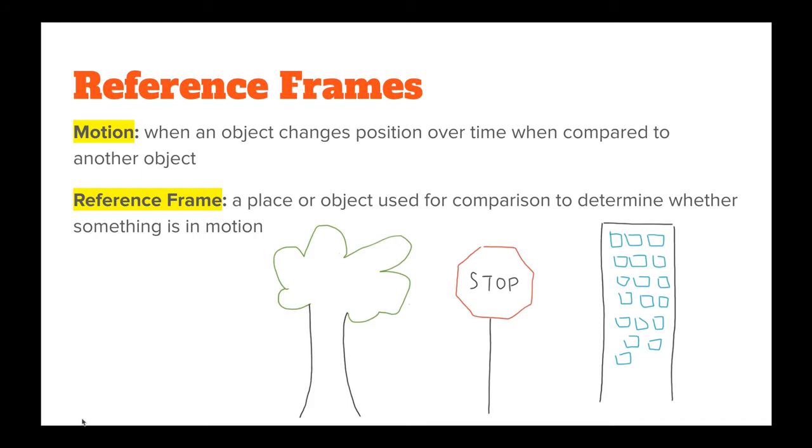So first off, what is motion? Well, motion is when an object changes position over time when compared to another object. Motion has to do with reference frames. Reference frames are places or objects used for comparison to determine whether something is in motion or not. Usually, good reference frames are things that are fixed to the earth, such as trees, stop signs, or buildings.